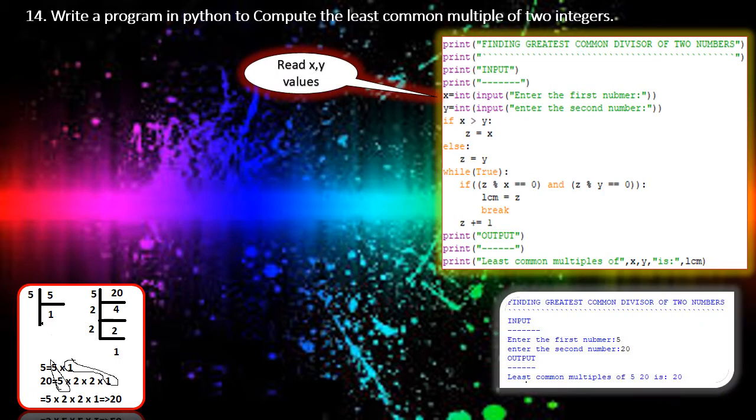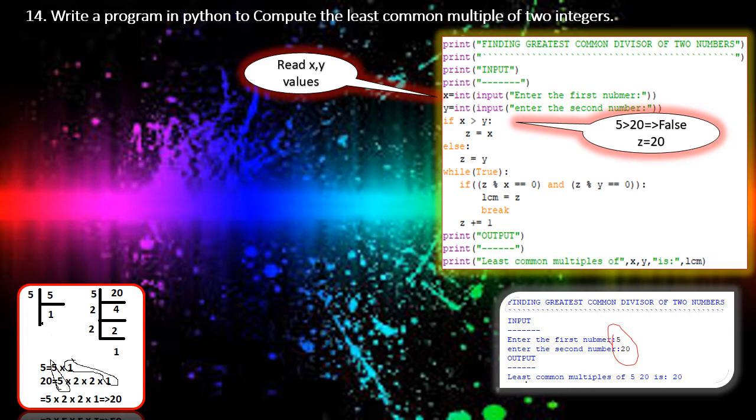So getting the two numbers, here I have taken 5 and 20 as x value and y value respectively, and next I am checking x greater than y. That is, 5 greater than 20? It's false, so the else part will be executed. Now z value equal to y, so the greater value 20 will be assigned to the variable z.